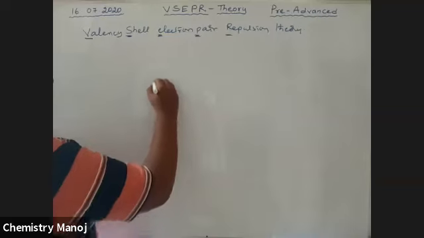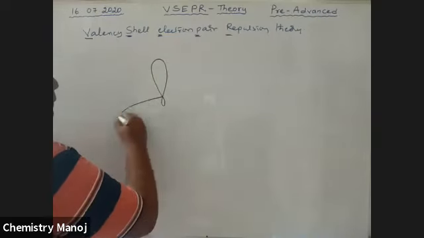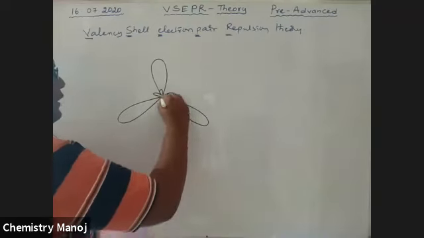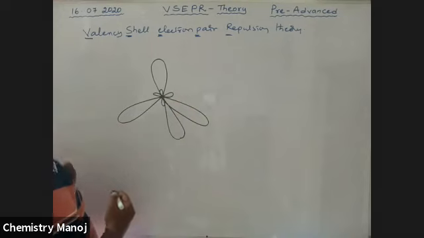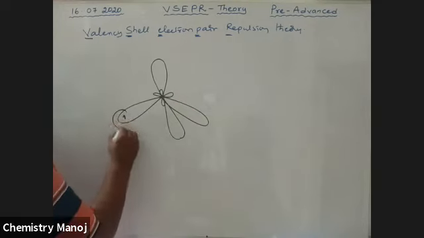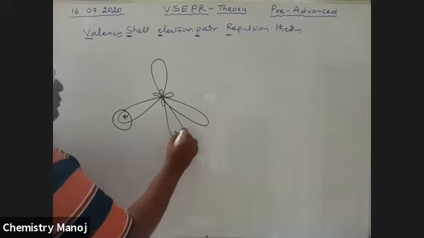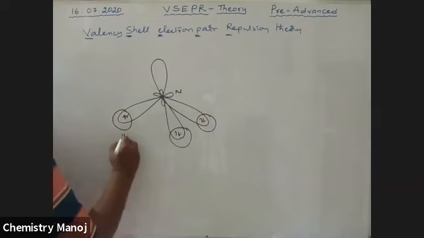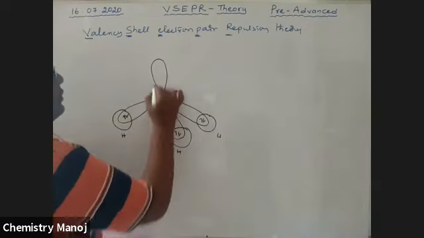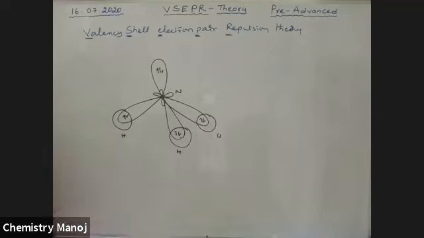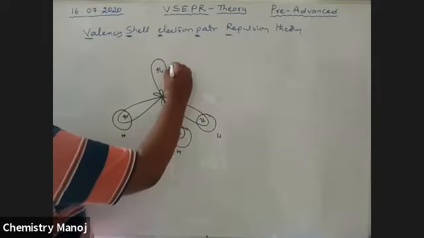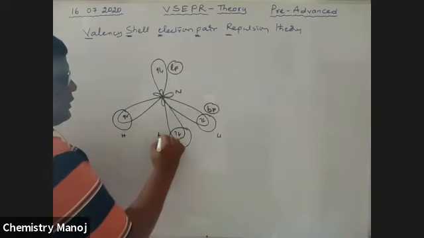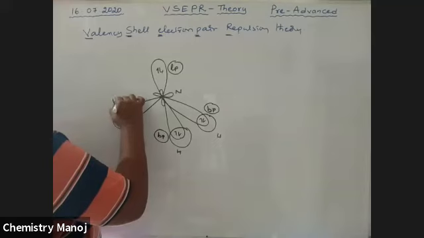This is our ammonia molecule. We expected this structure. So this is the hydrogen atom. This is nitrogen. These are hydrogen. So this is the electron pair without bond formation. This is the lone pair. This is a bond pair. This is a bond pair. This is also a bond pair.